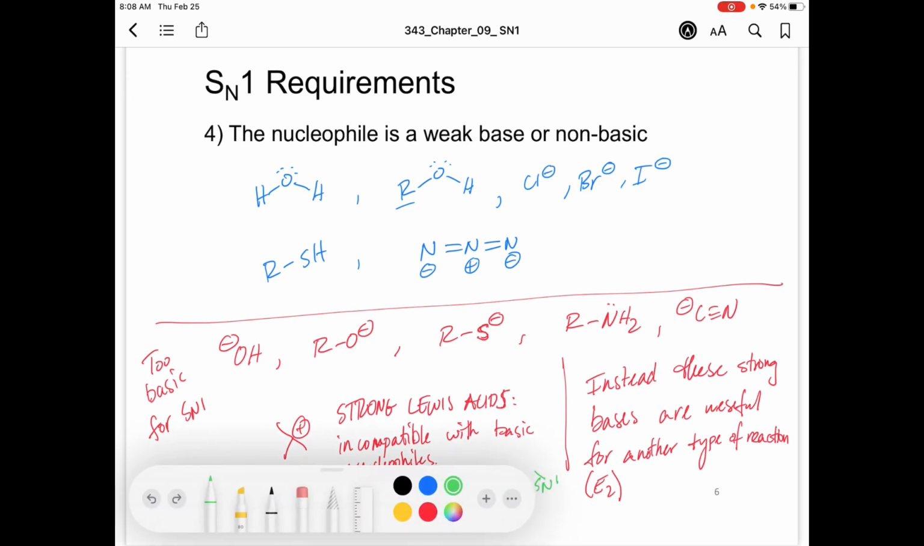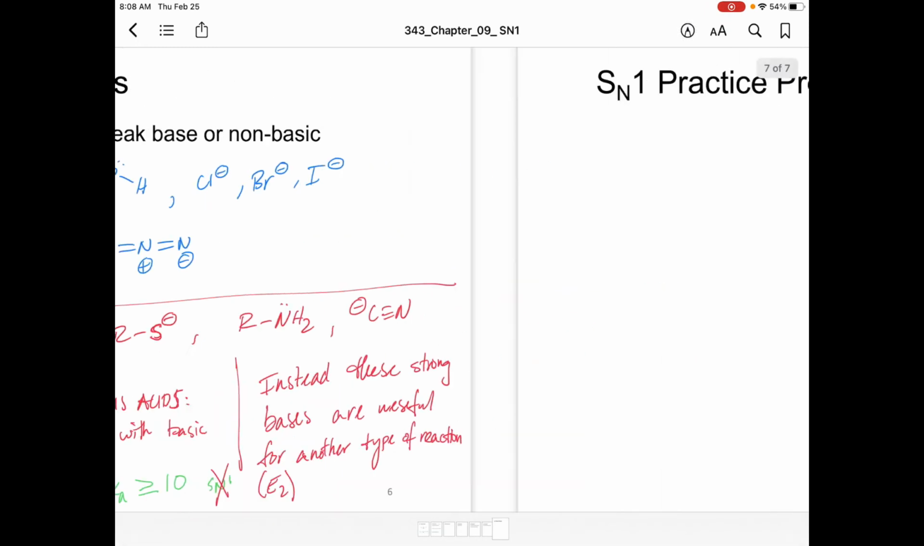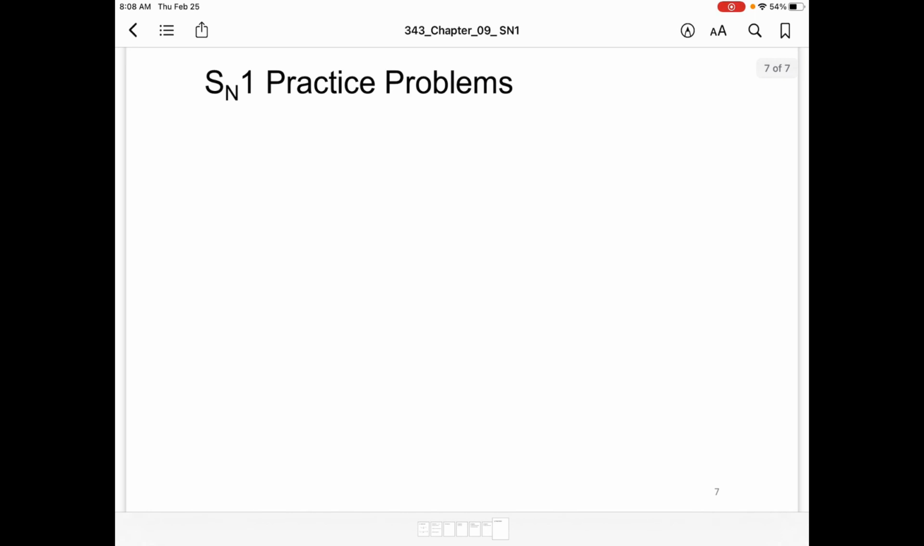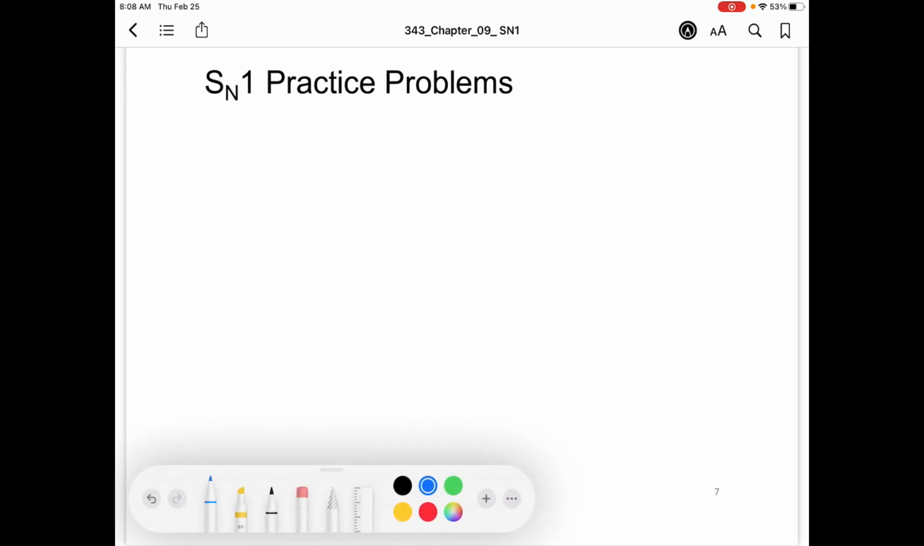Let me draw that out a little better. So we won't be using SN1 if that nucleophile has a conjugate pKa of greater than 10. Let's do a little practice problem. All right. So let's take the following example here. I'm going to combine some of what we learned with stereochemistry.